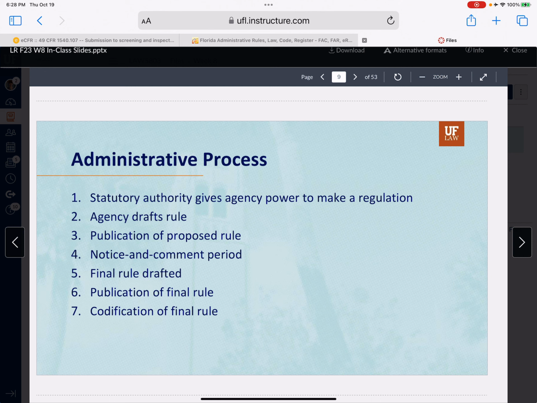They do take all those comments into account. They publish that final rule, and then ultimately that final rule is codified. So the important thing to know here is that, of all three branches of government, this is where the citizens have the most say. So you can elect a congressman, right? You vote, you elect a congressman. Sometimes you even elect judges.